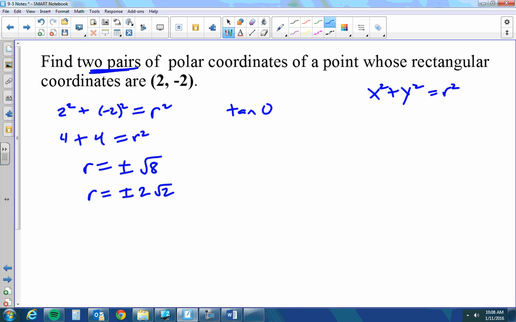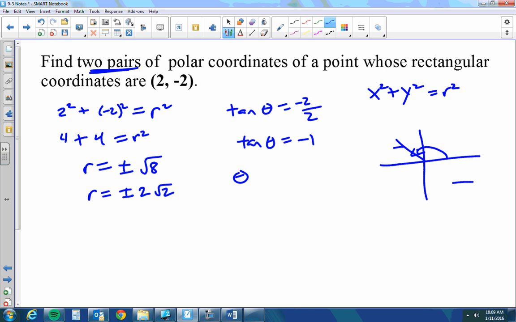Now for tangent, you do y over x, -1. So it's going to be pi over 4 for the reference angle. But it's second and fourth quadrants. What is this second quadrant angle? That's right in the middle of the second quadrant. Yeah, 3 pi over 4. And then the fourth quadrant angle with the same reference angle.